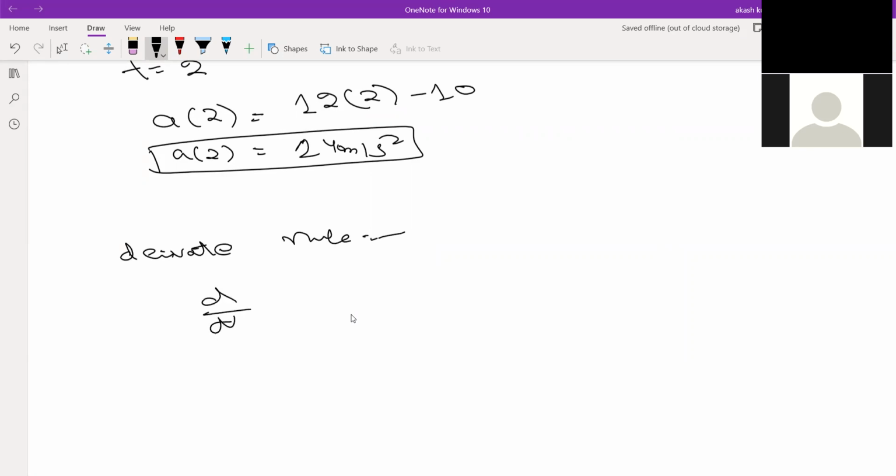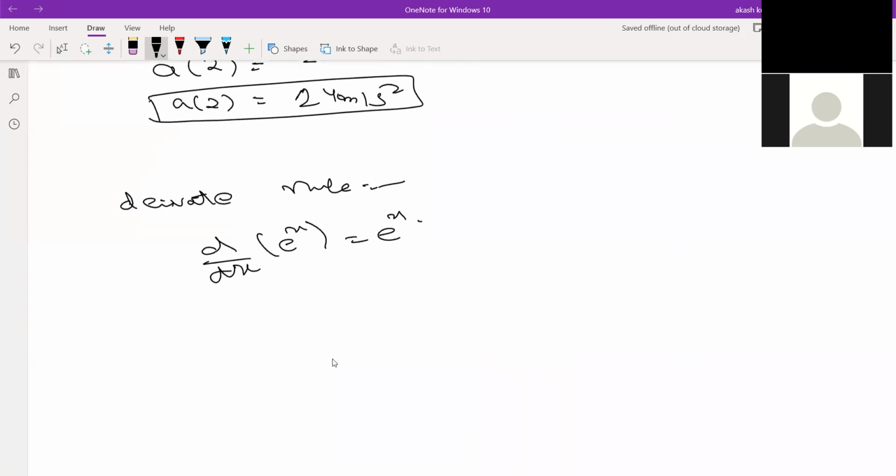The derivative of e^x will be e^x. Okay, if for example we have a function in the form of e raised to the power of 2x, then what will be its derivative? E to the power of 2x. Yes, and then we have the differentiation of e^x will be itself, e^x, but we have 2x.